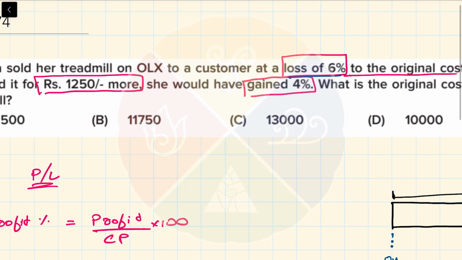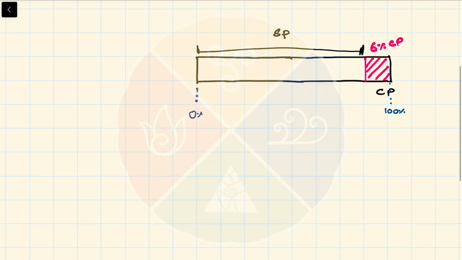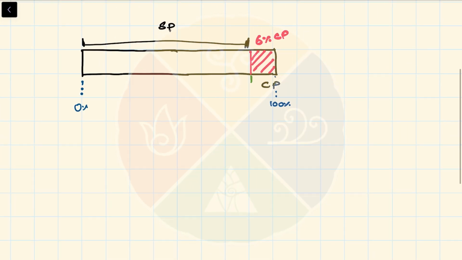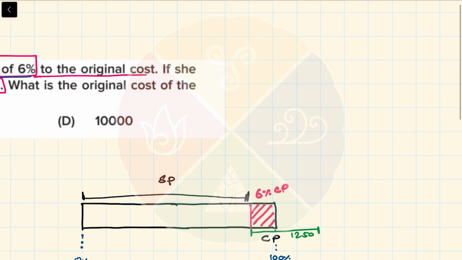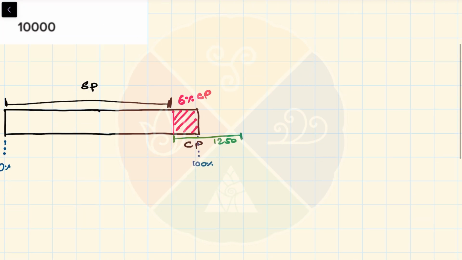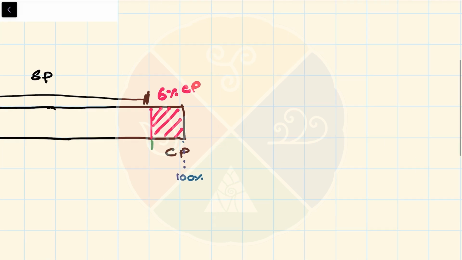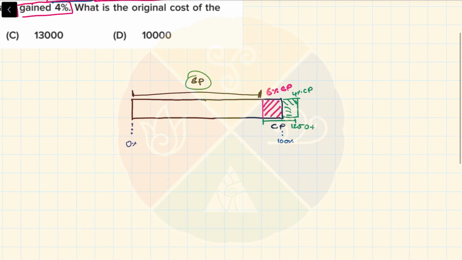Now what is happening is that the same person is selling it for 1250 rupees more. So from this point they are adding 1250 rupees, and then they are getting a profit of how much percentage? 4% profit. Let's not make it that big. So let's write it again. They are selling it for 1250 rupees more, and then they are getting a profit, and that profit is, see, 4% of cost price will be something like this. So this much extra is happening, 4% of cost price. So from the start, this was the original selling price, we have to add another 1250 to get to this point.